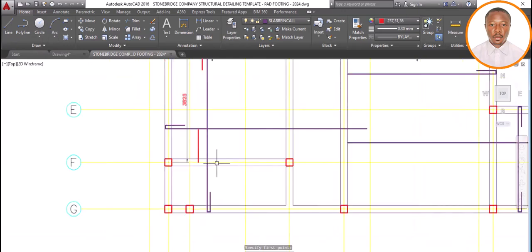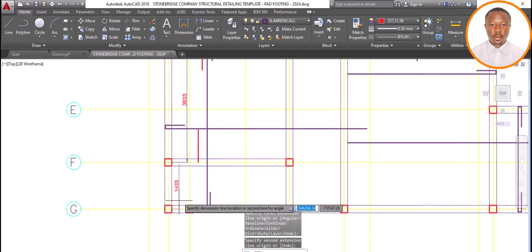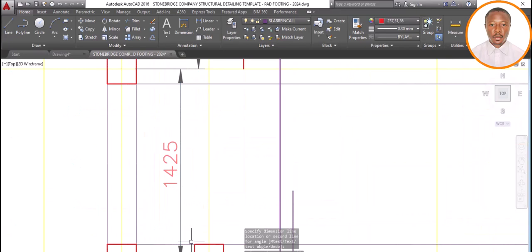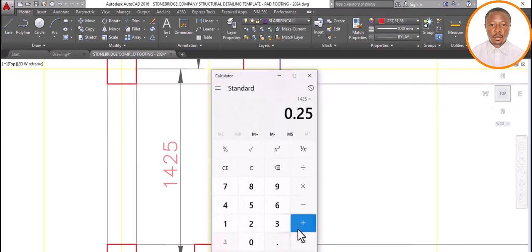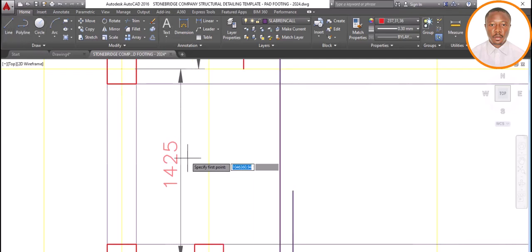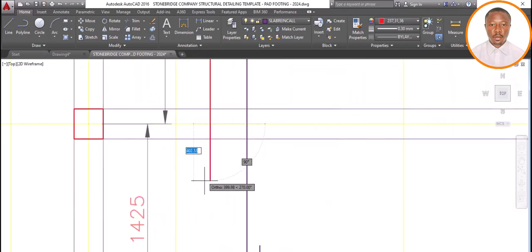Then we also need to know the reinforcement into this slab. Take our dimension from here, come to this place, into the center of this. What do I have? 1425. So 1425 multiplied by 0.25 gives me 356. That's 400. So I pick my reinforcement and take it into this as 400.